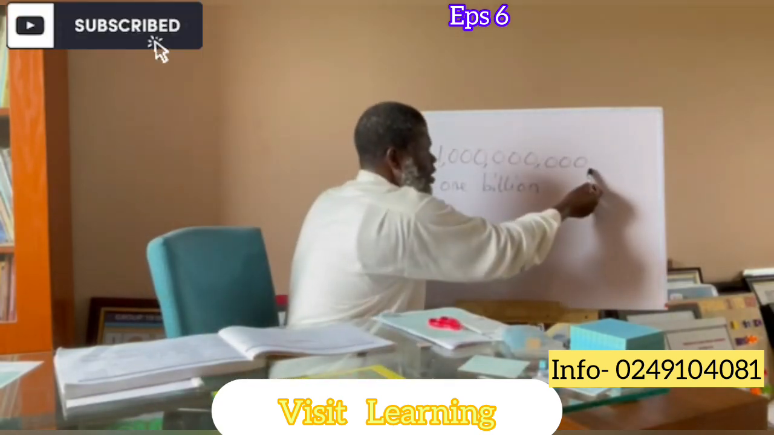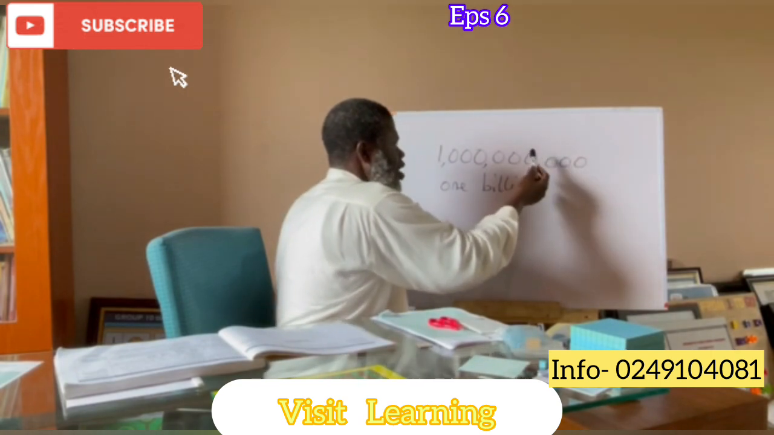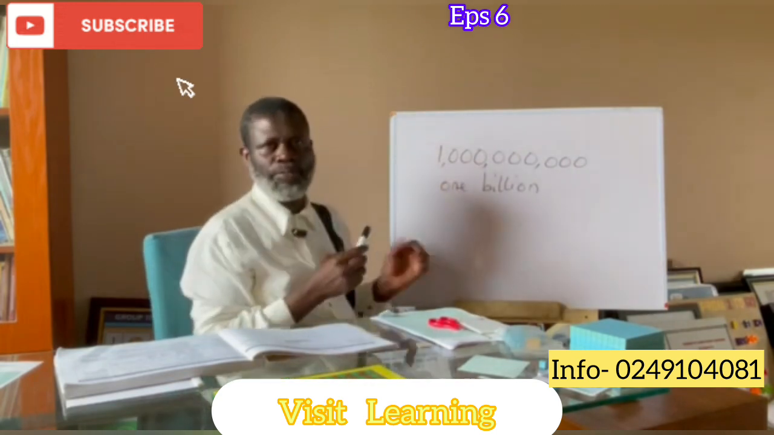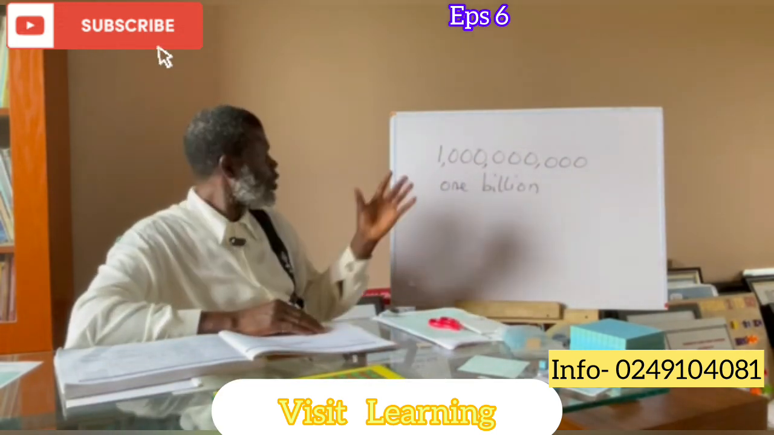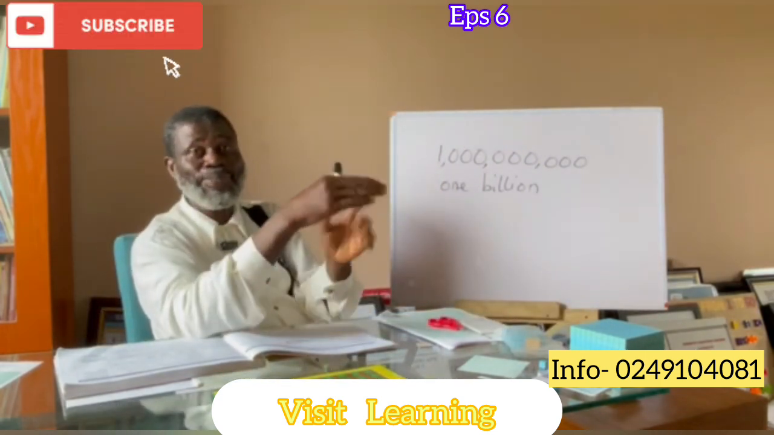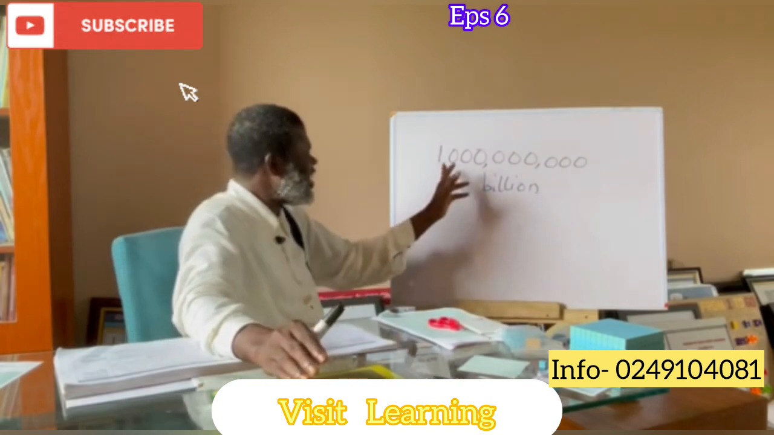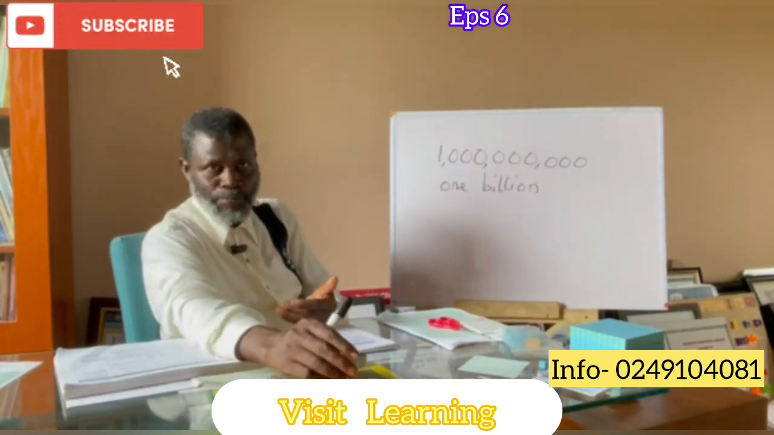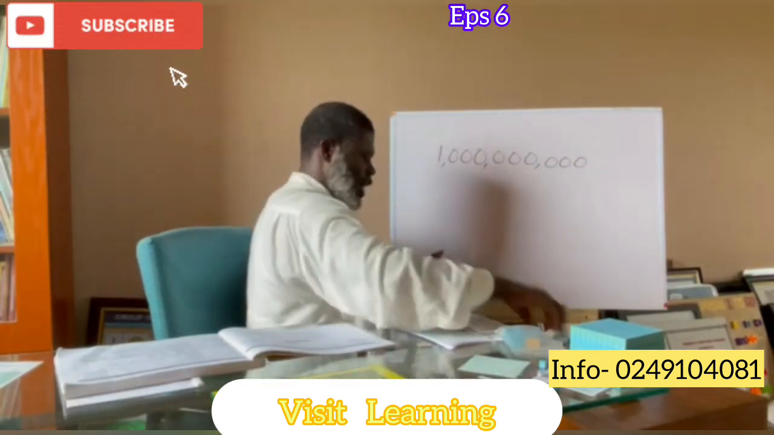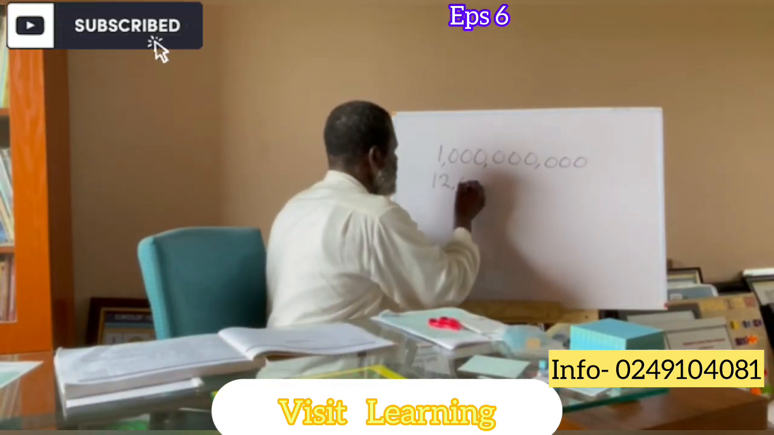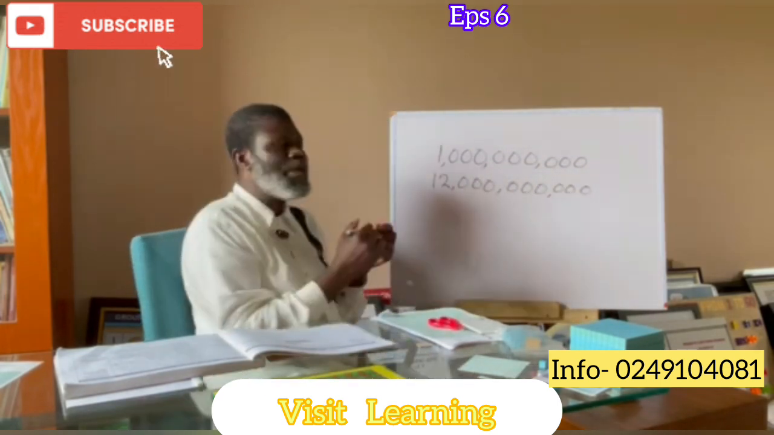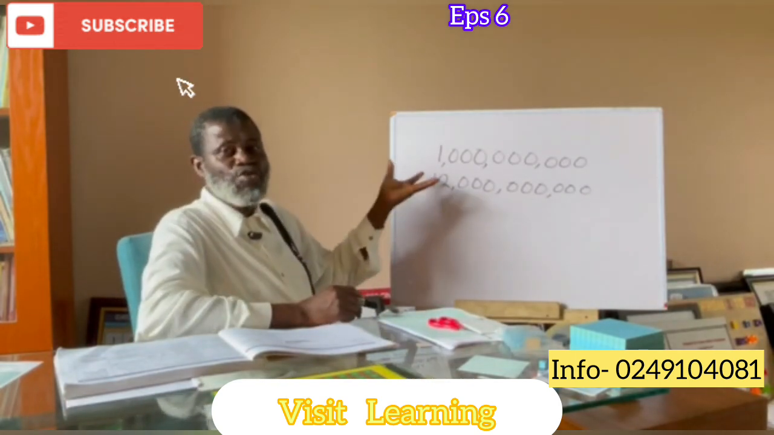Let's see the number of digits we have. Starting from here and counting: 1, 2, 3, 4, 5, 6, 7, 8, 9, 10. So 10 digits. And once we write numbers up to 10 digits, we have started the billion journey. Anything less than that is not up to a billion. If we decide to write this with 9 zeros, then it means we have written 12 billion.